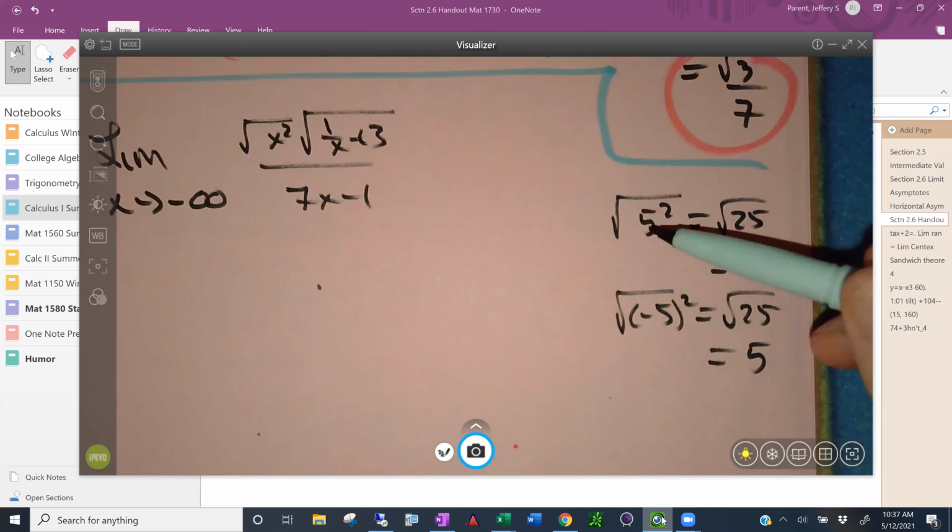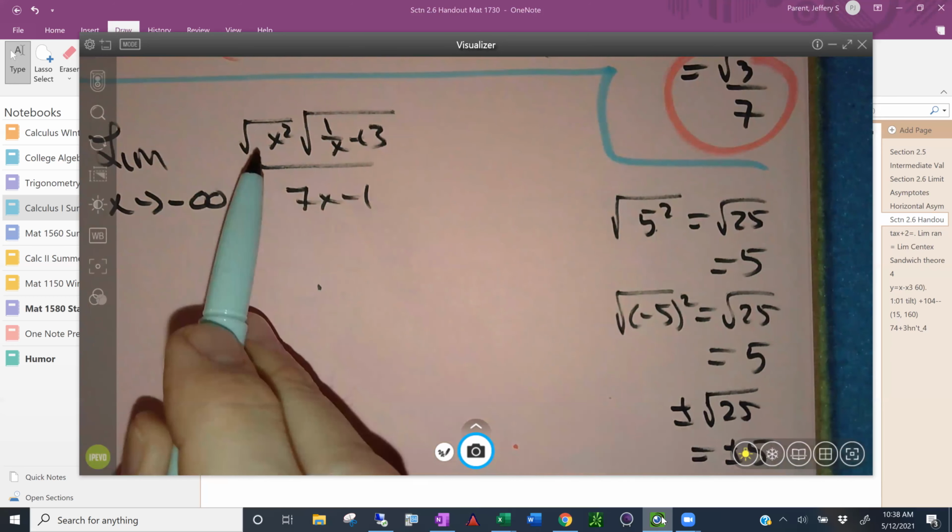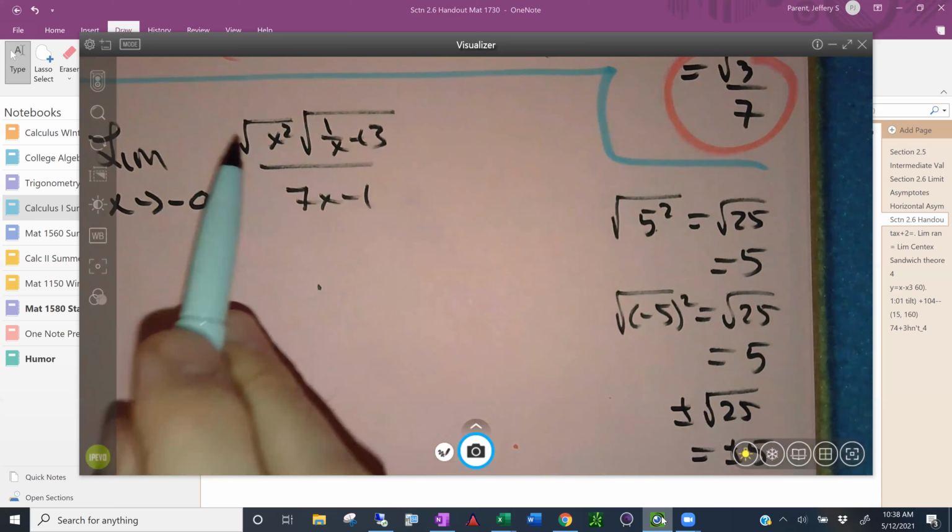Should you get the 5 that you started with or the negative 5? And which one of these is the correct answer when you take the square root of 25? Technically, there's two possible answers. When you take the square root of 25, it's plus or minus 5. When you're going towards negative infinity, you want to take that negative root.